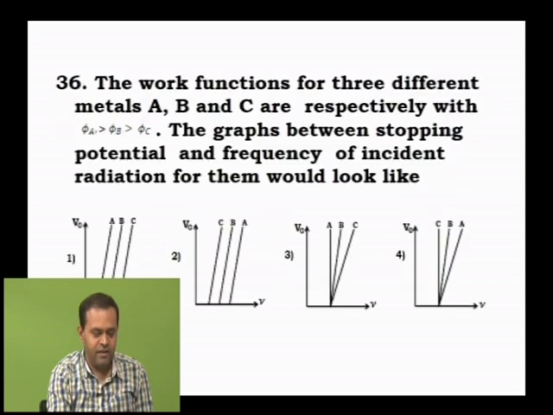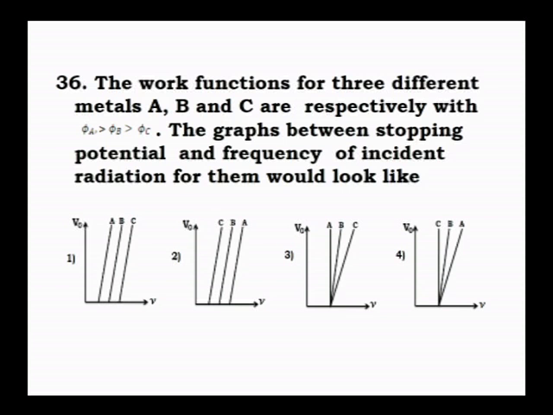Then the work function for three different metals A, B, C are respectively with phi A greater than phi B greater than phi C. The graph between stopping potential and frequency of incident radiation for them would look like... It's a simple one. How does work function vary with threshold frequency? You know the formula: phi naught equals h into nu naught. Phi naught is proportional to nu naught. If nu naught is more, definitely work function is also more.